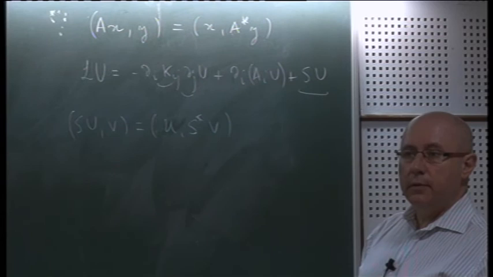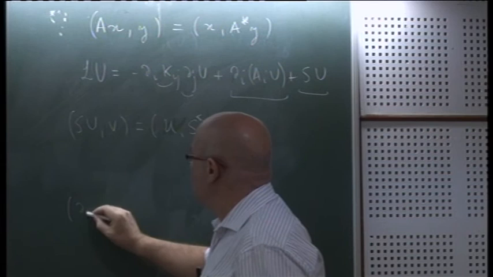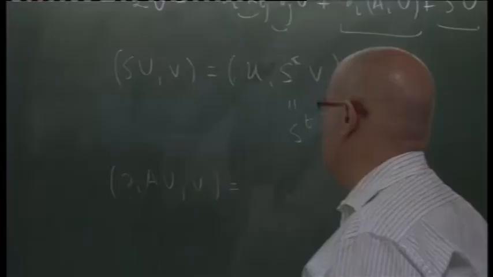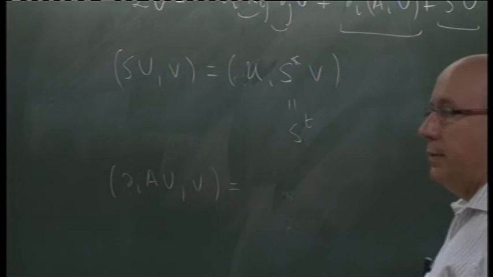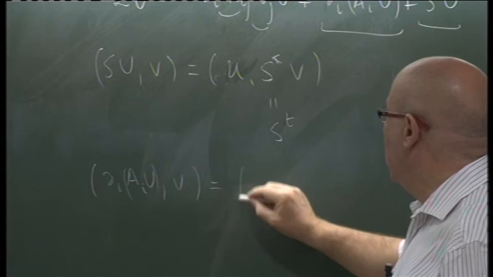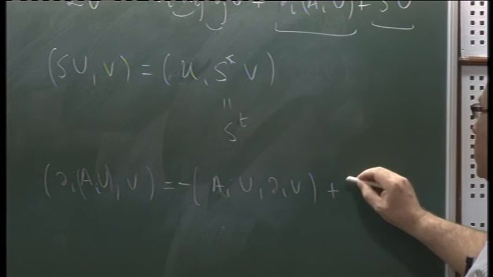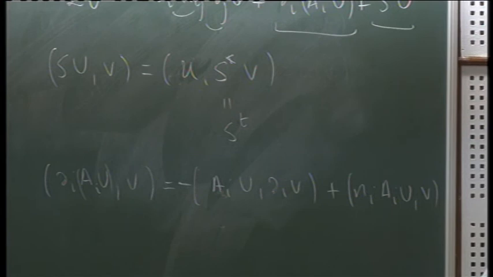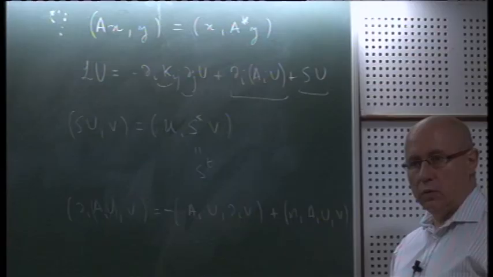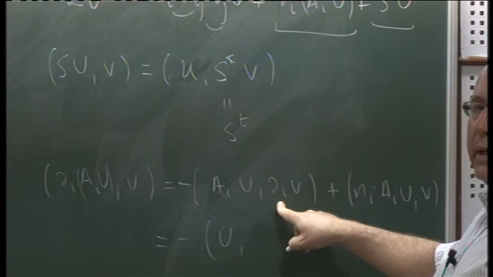Okay? Let's consider the convective term. For the convective term, what is the adjoint? The derivative affects everything, so now we have to integrate by parts. If we integrate by parts, we will have minus A_i U derivative i of V, plus the boundary term, which is going to be n_i A_i U V. Okay, you follow? And that can be written as minus U, comma, and if I want to move that to the right-hand side, I have to go with the transpose.